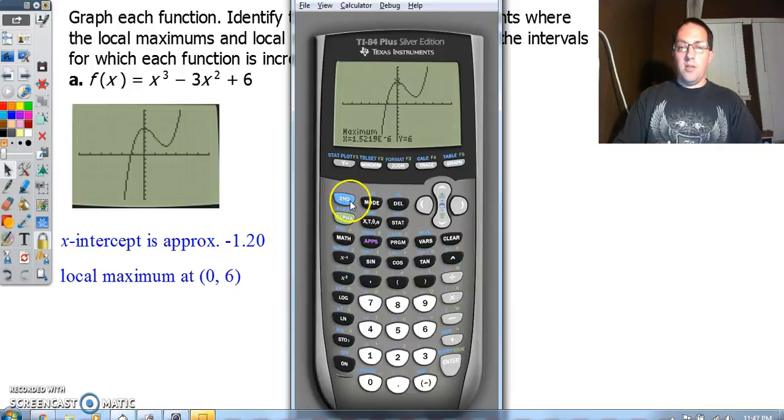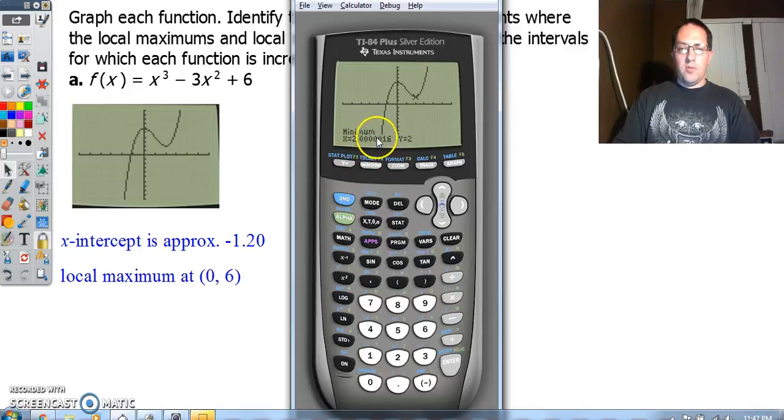Now I need to find the local minimum. So we're going to go second, calc, come down to minimum, option 3. And I'm going to do the same thing. Left bound, so move my cursor to the left of the minimum, that vertex down there. Hit enter. Do my little arrow right there. Move it to the right of the vertex. Hit enter. Got another little arrow to tell it where to find that minimum. You can move closer if you want, it doesn't really matter. And hit enter one more time.